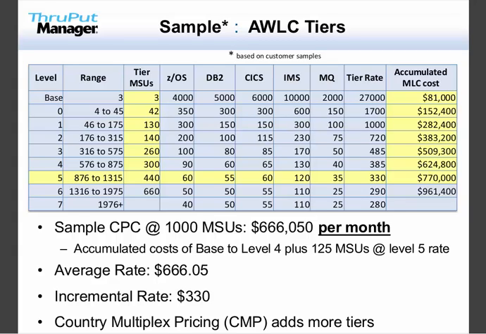Incidentally, I'm just going to mention at the bottom of the slide there, country multiplex pricing. That was announced, generally available as of last October. Some of you might be looking at that. It does add additional tiers, so your incremental rate will continue to go down for larger installations. But as they say, that story is for another day.